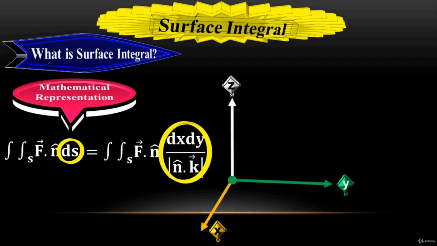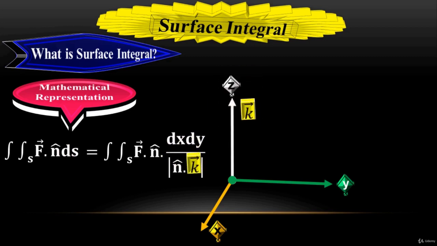Let me draw xyz plane. If the object lies in xy plane, I'm gonna put dx dy, because the object lies in xy plane. Perpendicular to xy plane is a z-axis. Therefore, I put k here. K is the unit normal vector for z.